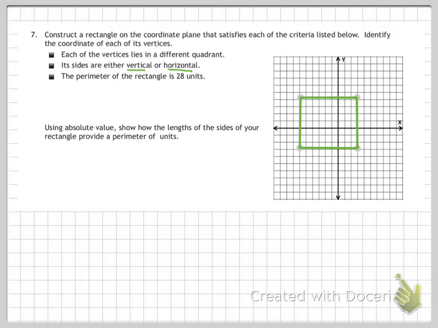Let's see. I have 3 on the positive side, and I have 6 on the negative side. So this is a 9. And then on my vertical line, I've got 4 on the positive side, 3 on the negative, so that's a 7. And 9 plus 7, that's 16. And if I double that, it's 32. So my perimeter is 32. That's too big. So I need to adjust this in some way.